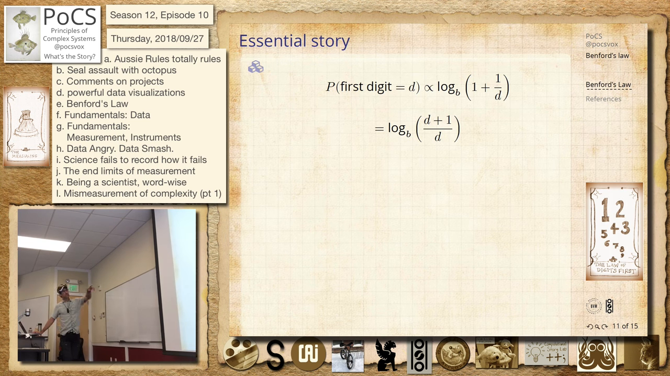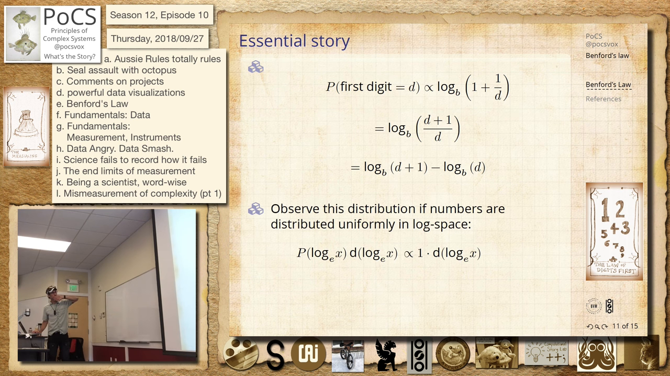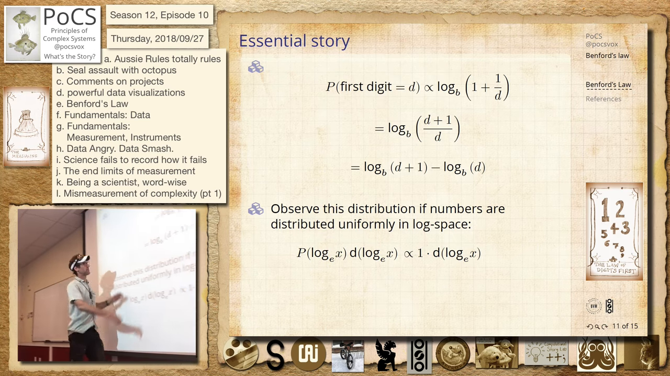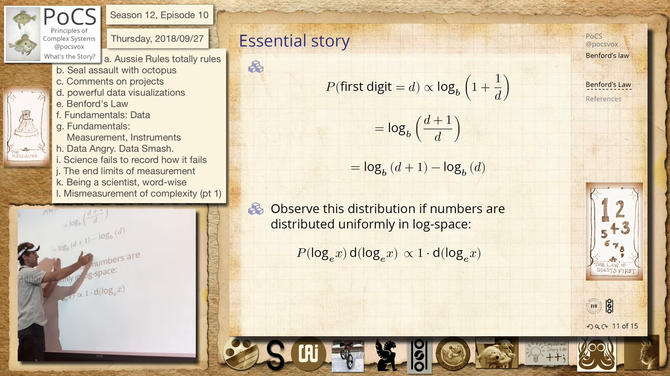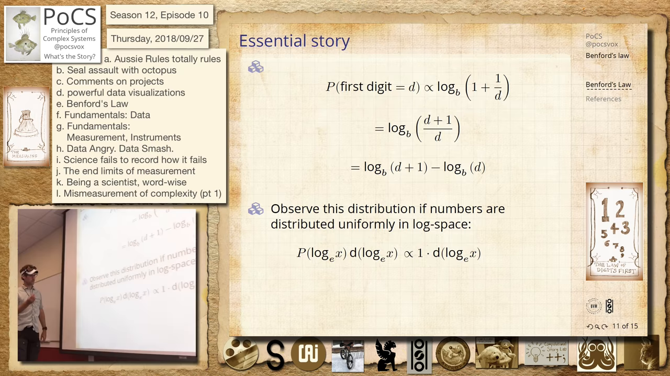This is just very simple algebra, right? This is d plus 1 over d, and that's log of d plus 1 minus log d. This is basic logarithm rules. You can think about this as the distance between, right? On a logarithmic plot, we have 1 here and then 2 and then 3. So it's the distance between them in log space. So it's contracting.